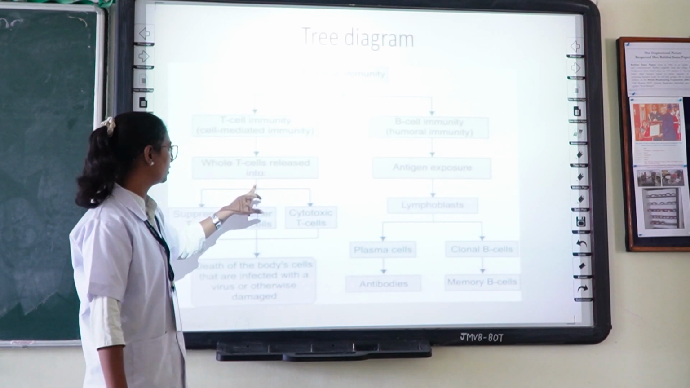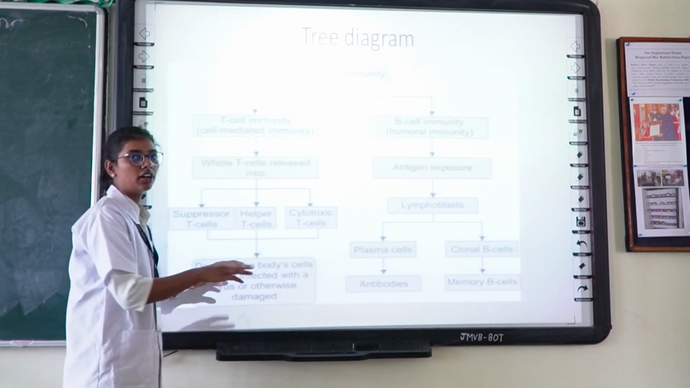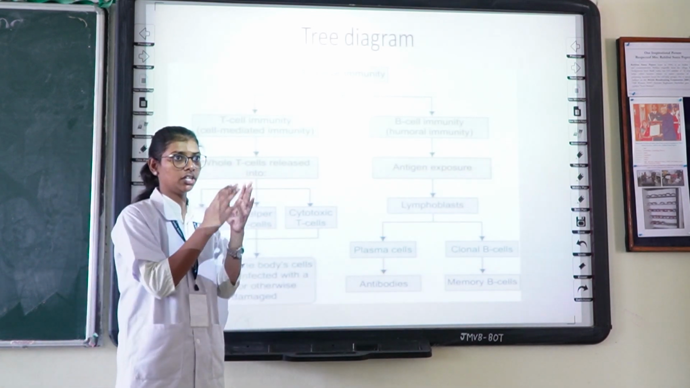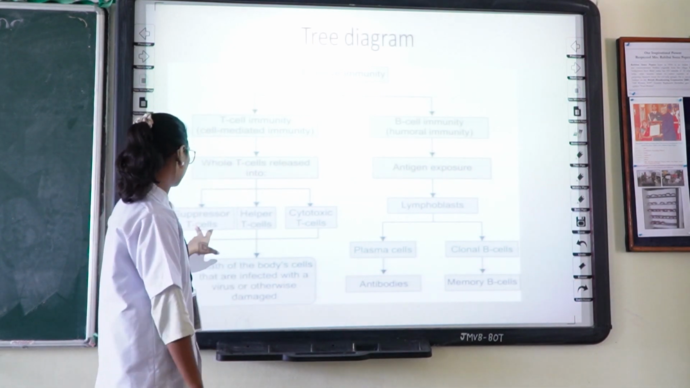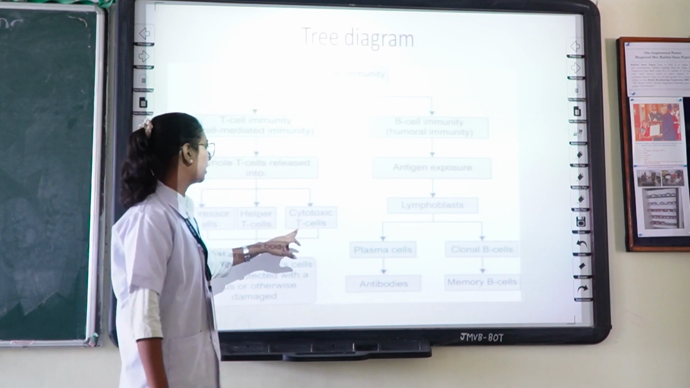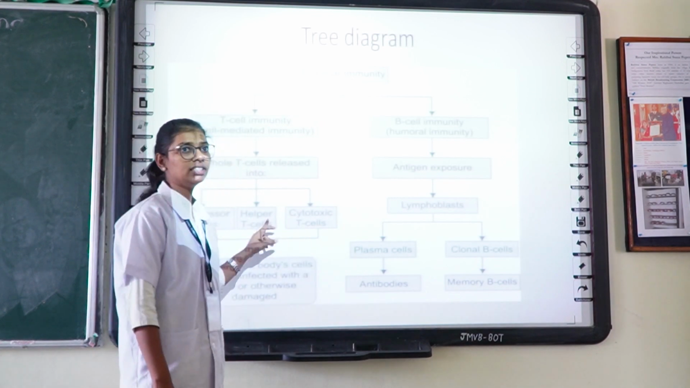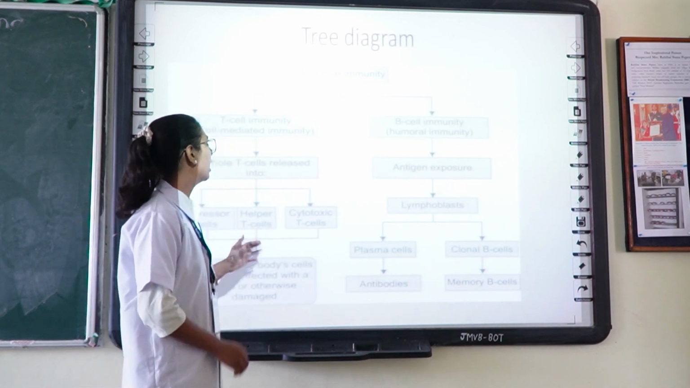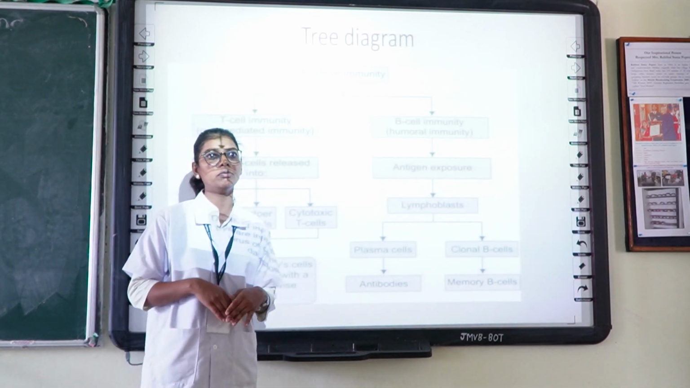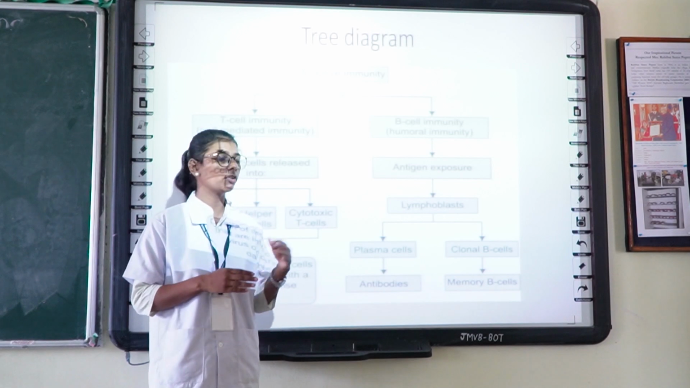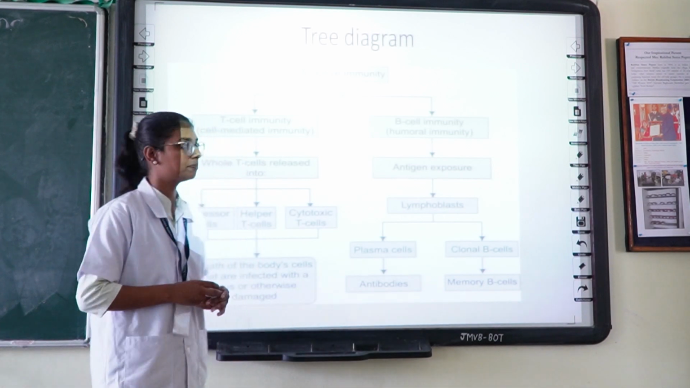T cells are released into three types. Means they work in different forms. Mainly, they are suppressor T cells, helper T cells, and cytotoxic T cells. Means they help the adaptive immunity to divide and function at different levels of different organs of the cell. Next slide.